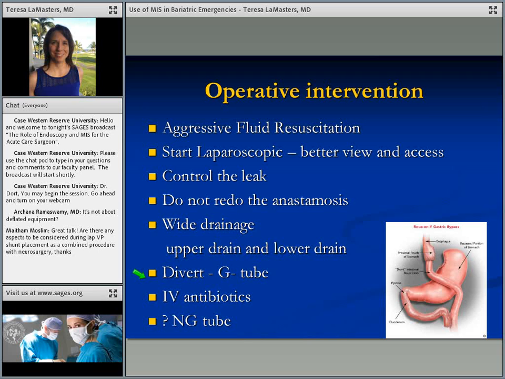This usually involves your interventional radiologist. They will place drains very appropriately, and they can even place a gastrostomy tube as well for drainage and then later feeding. Same principles about IV antibiotics, fungal coverage, and nutrition for these patients.